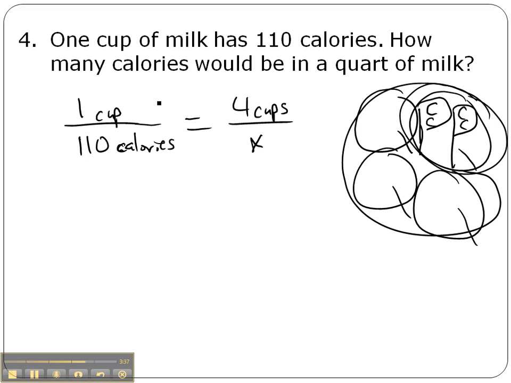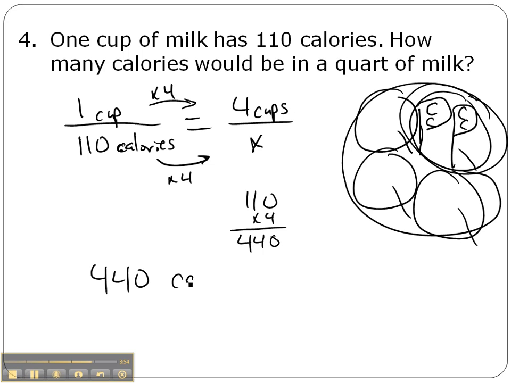So a couple ways we can do this. You can see that you get from 1 cup to 4 cups by multiplying by 4. You could do the same here. And you would get 110 times 4, 440. So 440 calories.